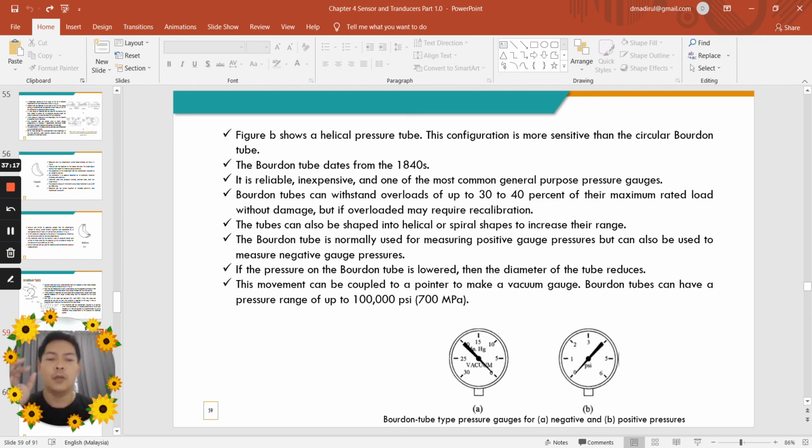So this is an example of the Bourdon tube type pressure gauge for negative and positive pressure. The gauge for negative pressure is represented by figure A, and the gauge to measure positive pressure is represented by figure B. So this is how the Bourdon tube type pressure gauge looks, based on the type of pressure that they want to measure, whether it is positive or negative.